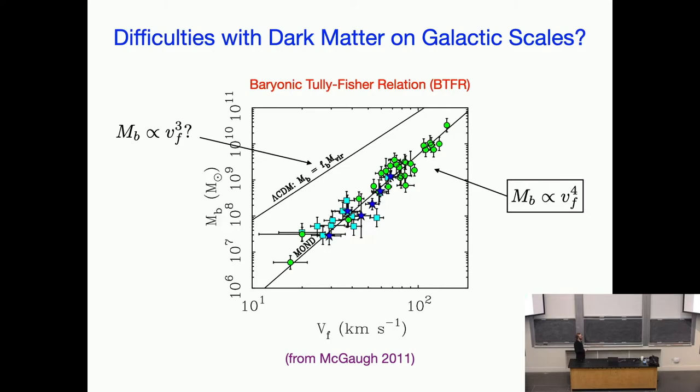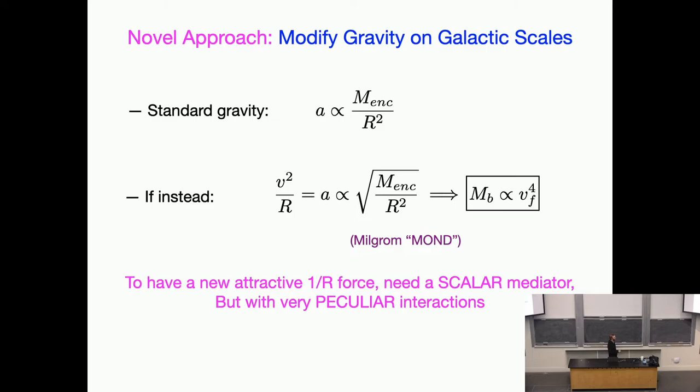Okay, so that sounds fine. How might you do this with a theoretical construction? You need a new attractive 1 over r force instead of 1 over r squared. Now, in this framework of relativistic quantum mechanics, forces are always mediated by particles, and the only new thing that can mediate an attractive force other than the graviton is a scalar. So you need a scalar mediator, but it has to have peculiar interactions, as I'll describe, to spit out a 1 over r type of force.